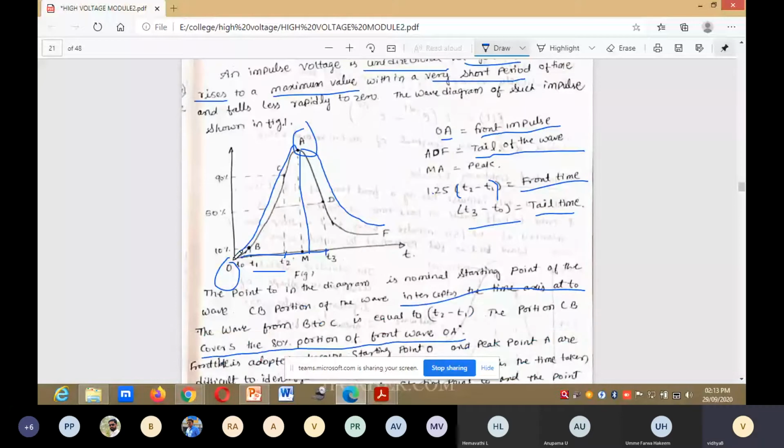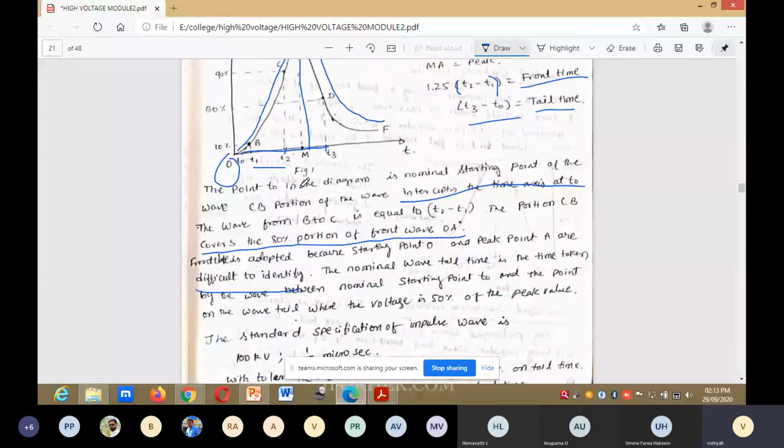From O to A is the front of the impulse, and from A to F is the tail of the wave. MA is the peak. 1.25 times (T2 minus T1) is the front time. T3 minus T0 is the tail time.